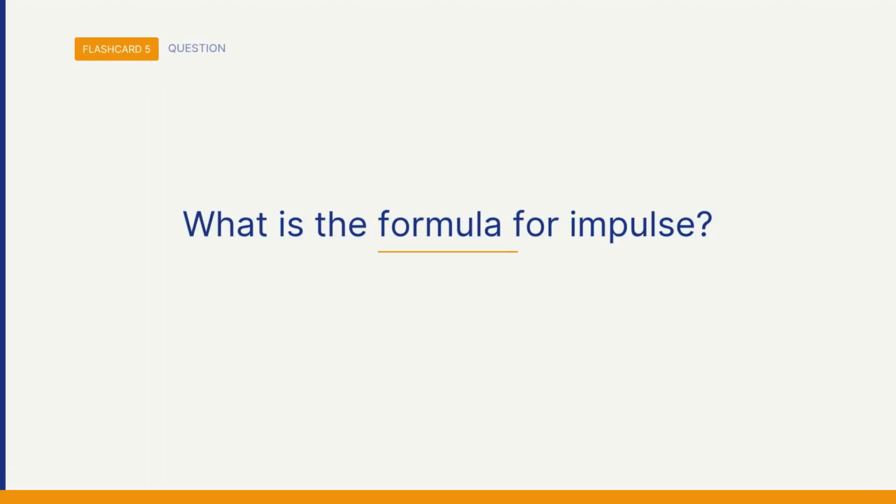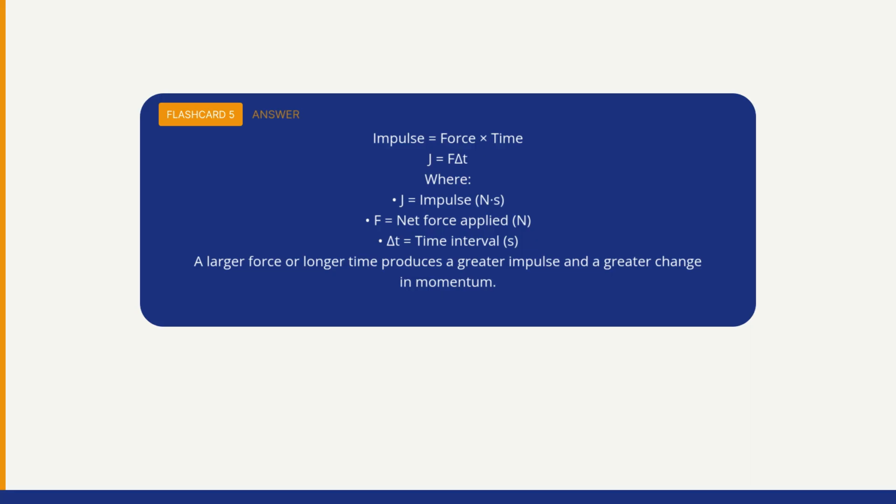Flashcard 5. What is the formula for impulse? Think carefully before revealing the answer. The correct answer is, impulse equals force multiplied by the time interval. The formula is J equals F delta T. J represents impulse, measured in Newton seconds. F represents the net force applied, measured in newtons. Delta T represents the time interval, measured in seconds. A larger force or a longer time interval produces a greater impulse and a greater change in momentum.